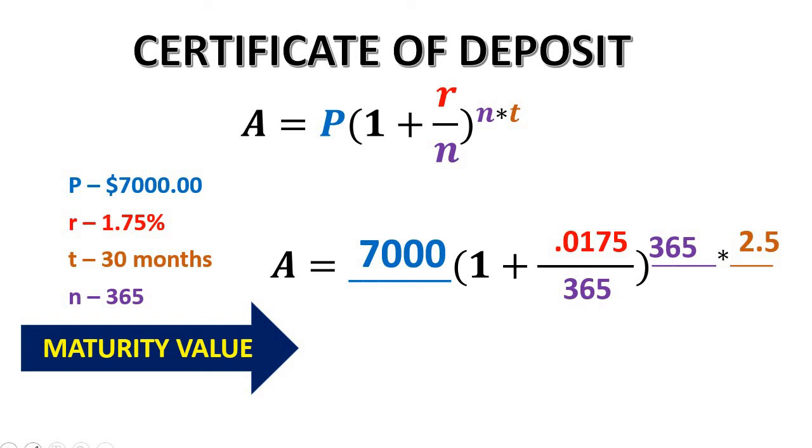Now we're ready to do the math. Let's determine that maturity value. What will this certificate of deposit be worth after 30 months? Fabulous, $7,313.04.